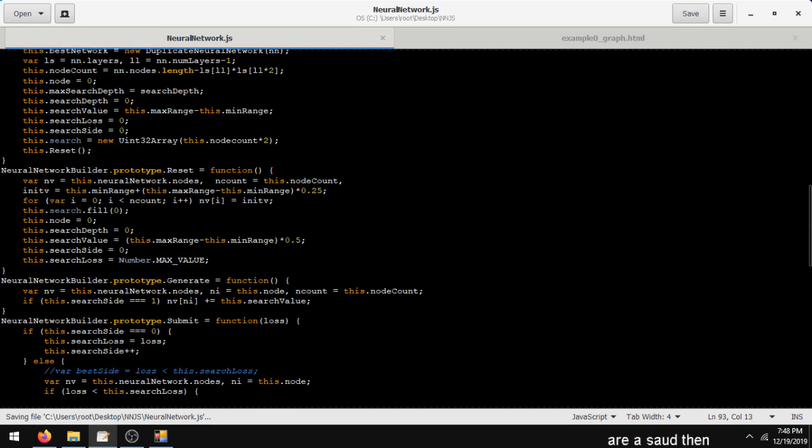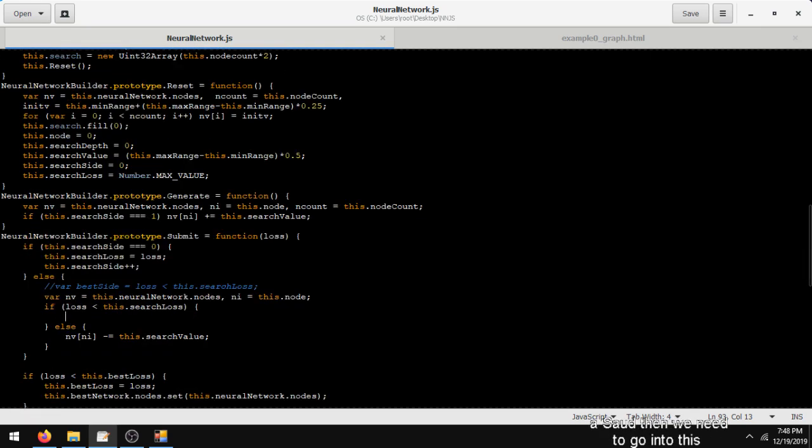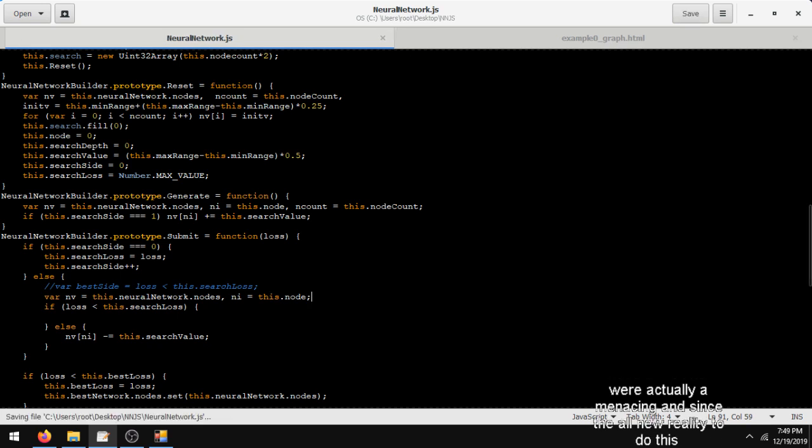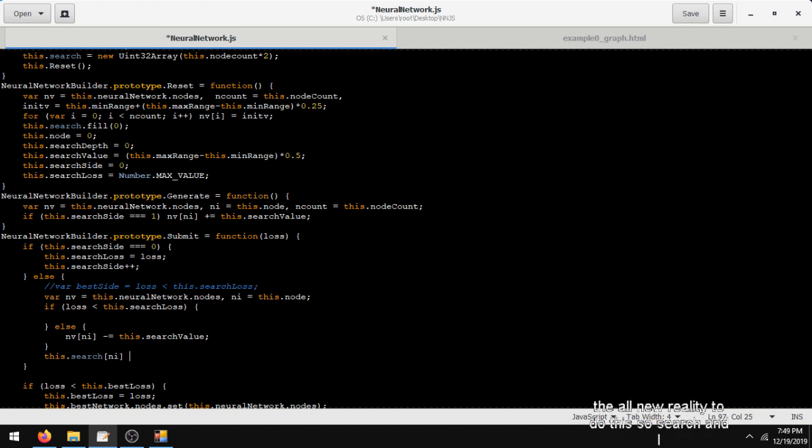So then we need to go into this. Actually, I'm going to save this as, wait, how am I going to do this? Okay, so search NI, to enable or flip the bit, it would be XOR.